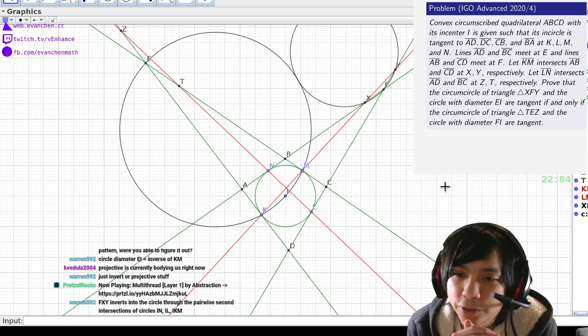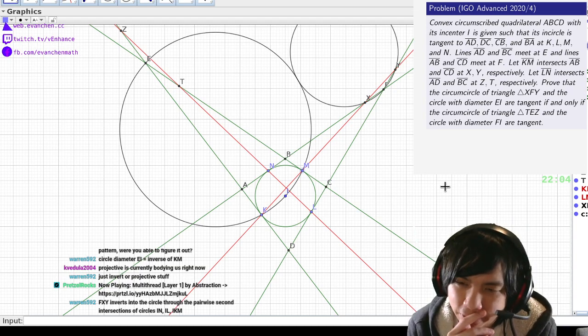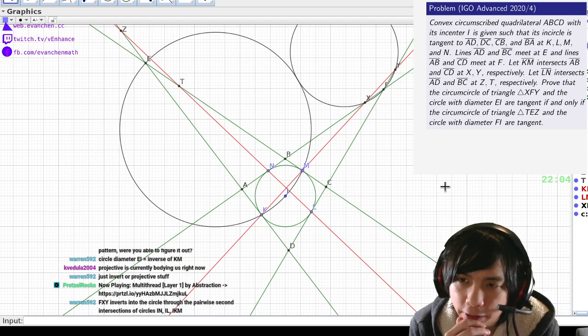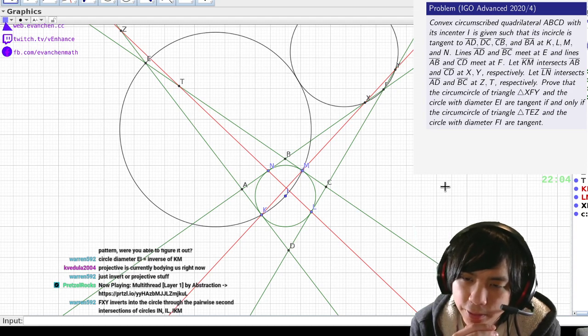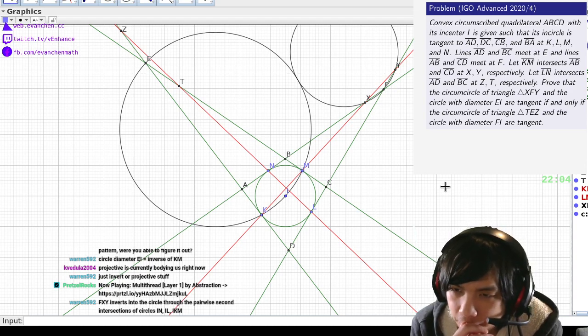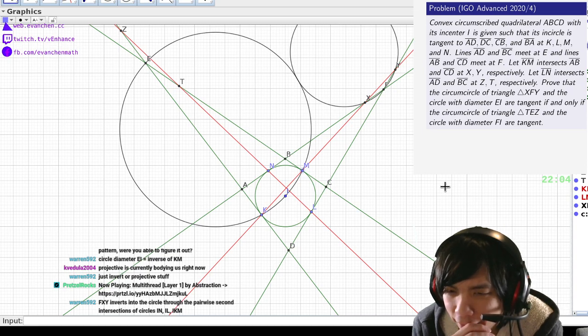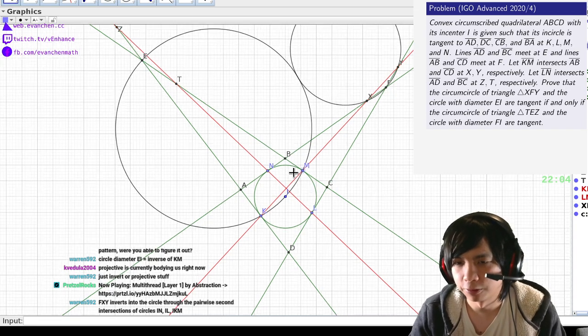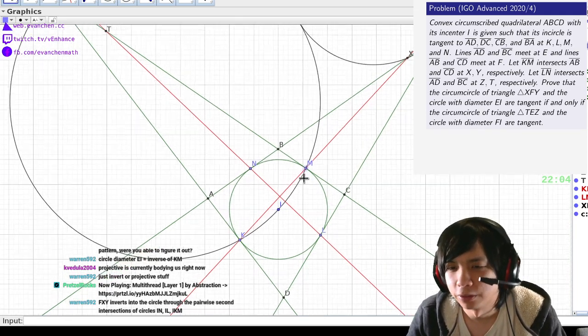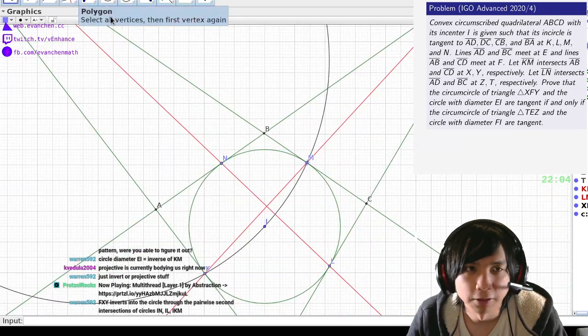So the tangency condition is so bad that I really want to invert it, because this is equivalent to saying the inverse of XFY is tangent to the red line MK. The problem is, I don't know if I have a good description. Well, nothing to do but zoom in. Wow, they were really tangent. Okay, so we're going to zoom all the way in.